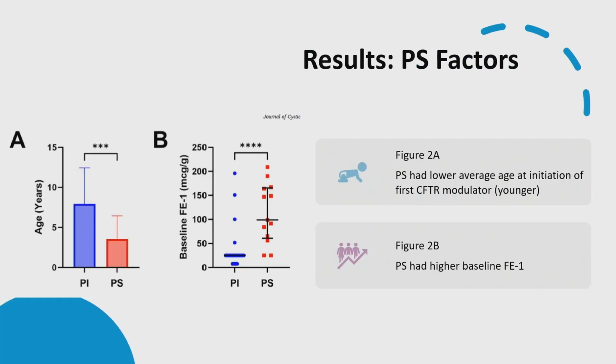So what else do we know about this subgroup of our pancreatic sufficient patients, this group of 15? Figure 2A shows that the pancreatic sufficient group had a lower average age of initiation of their first modulator, so they were younger. And figure B shows that the pancreatic sufficient group had a higher baseline elastase, so before starting a modulator.